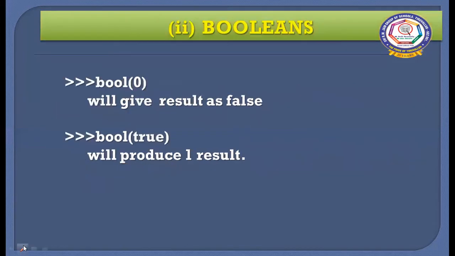So what is the value given here? Bool of 0. We have a function called bool. When you pass a value as an argument to the function, it returns false for 0. If you pass the value as true, it will produce the value as 1.